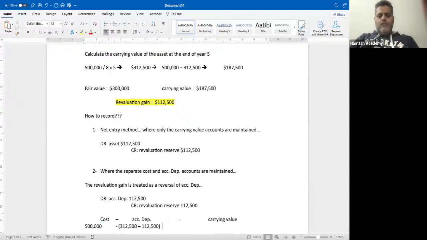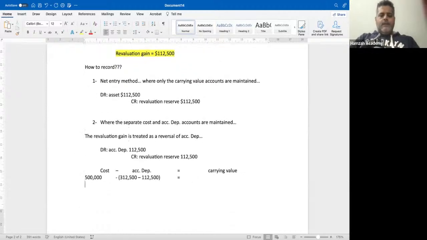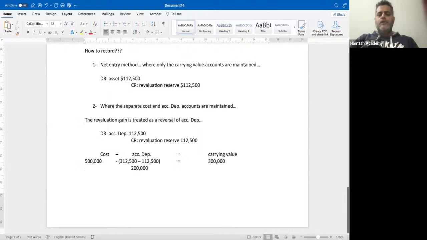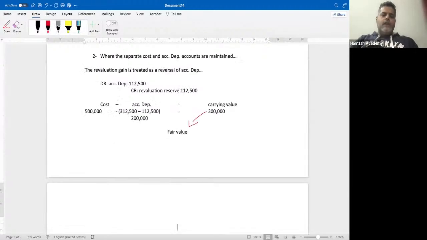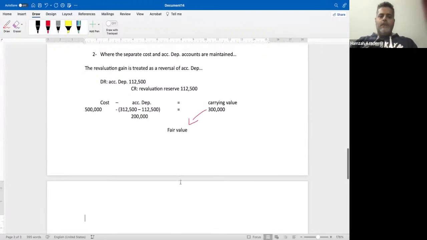Okay. So we'll have this carrying value now. And if we try to solve it at 312,500 minus 112,500, the remaining amount is going to be 200,000 over here. So 500 minus 200, this is going to be 300,000, which is now our fair value, right? So everything is going to be in order now, okay?